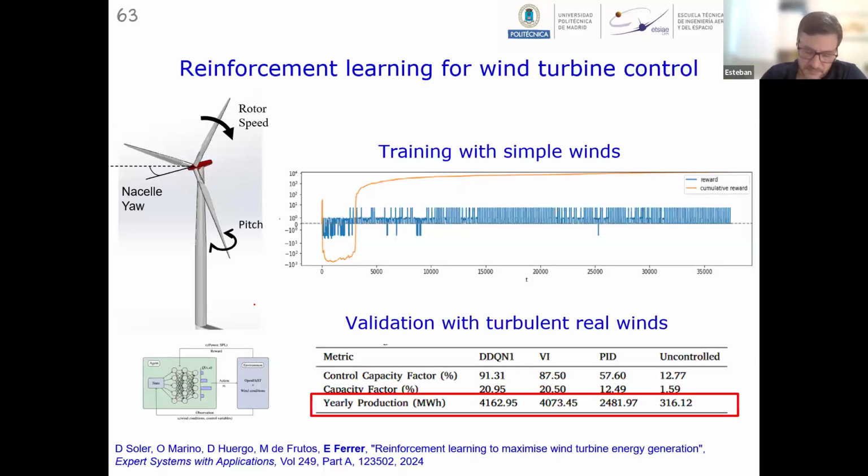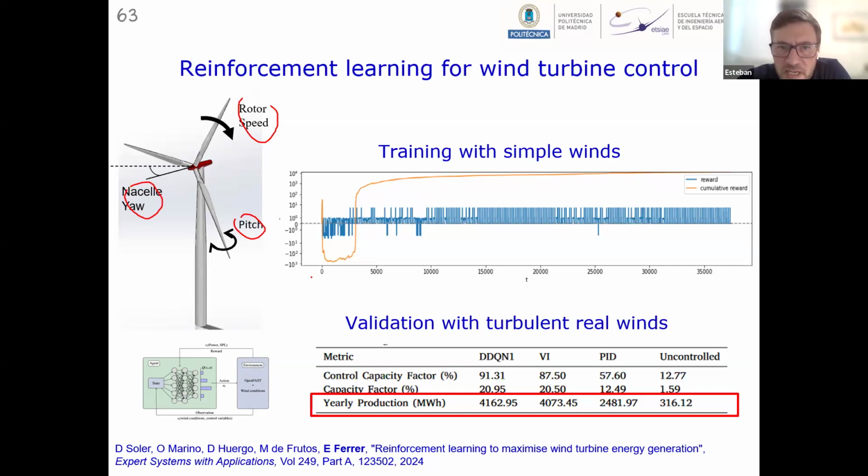Just to give you more ideas, we're also using reinforcement learning for wind turbine control. We have a couple of papers on this. And here you can see clearly the idea of the RL, the reinforcement learning. Here what we're doing is changing the pitch, the rotor speed, or the yaw angle to extract more energy from the flow when we use wind turbines.